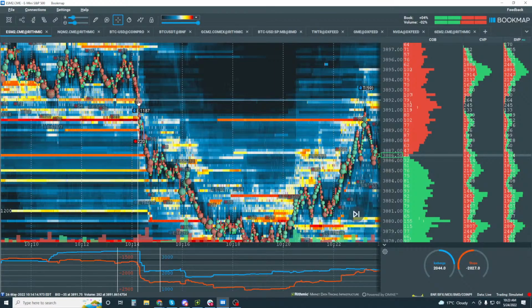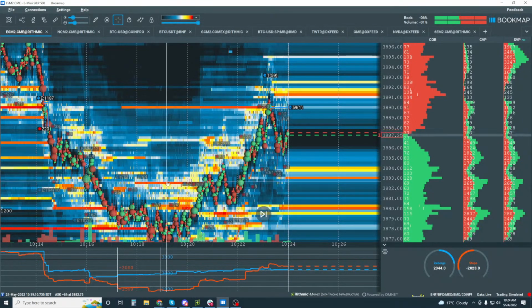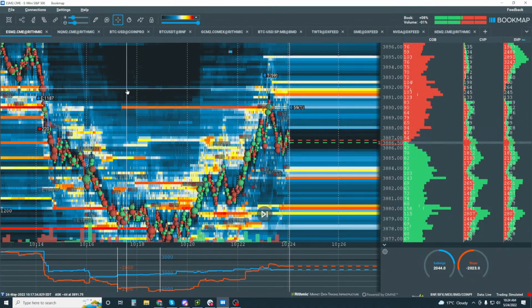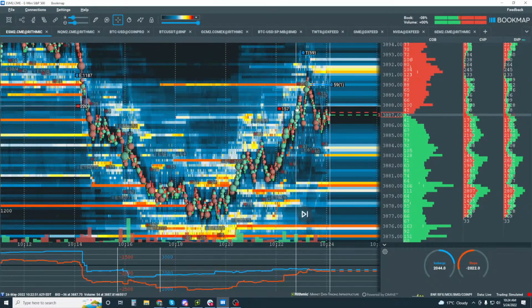Or right here, I like very much 92. Okay, still looking for it then. A move back to 92 here. All right, look at the buying coming in here.